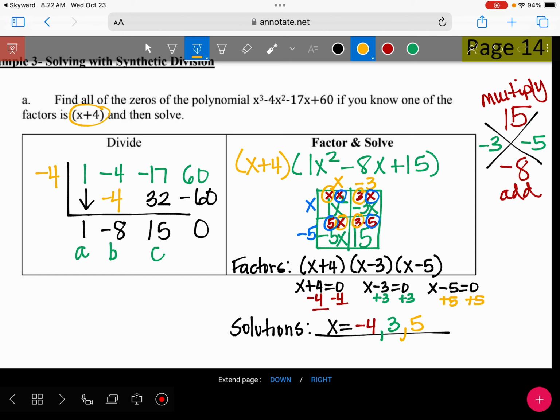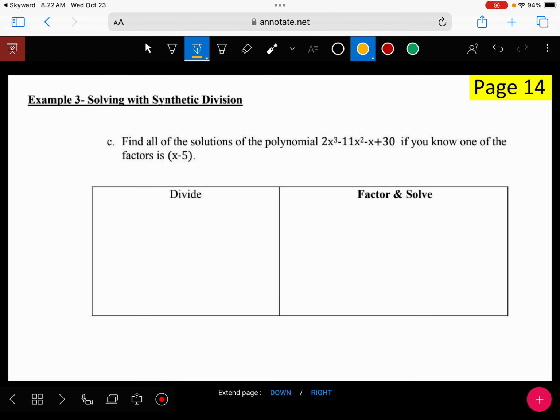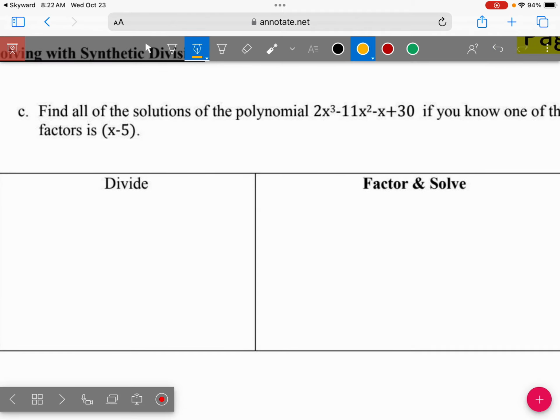All right, let's do our next one, couple more, and then we'll be finished for today, and you can use the rest of the class to work on your homework. All right, so let's look at question C. We already know our first factor is x minus 5. I'm gonna put that over here.